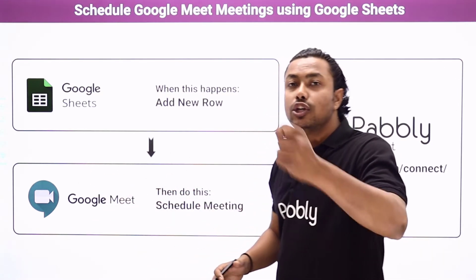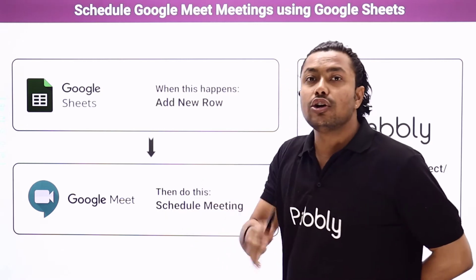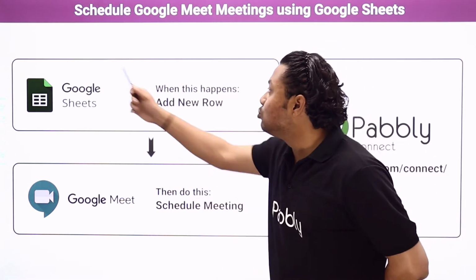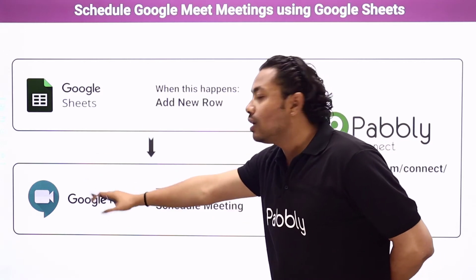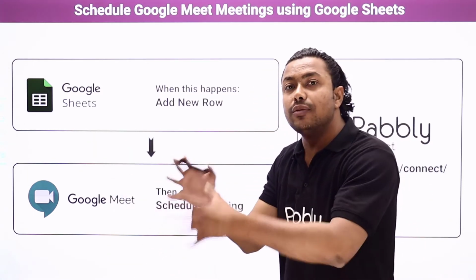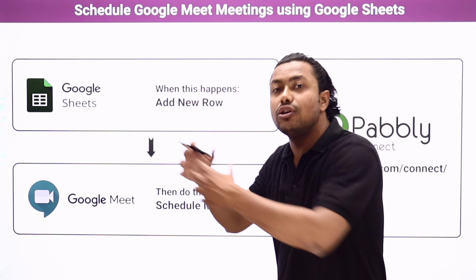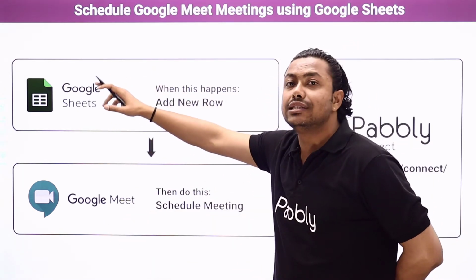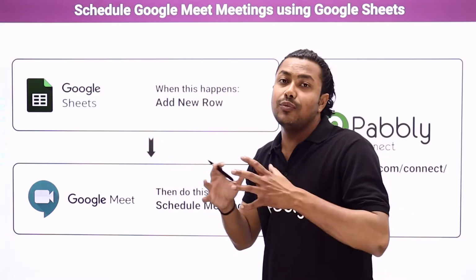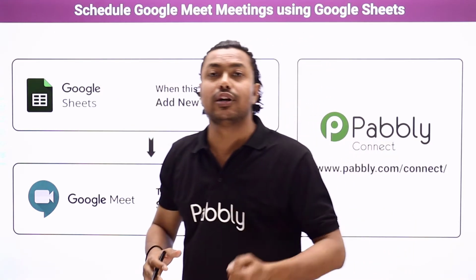So what will happen on your behalf, your assistant or your team members can schedule meetings using Google Sheets. This way you won't be sharing your Google Meet, Google Calendar or Google account password with your assistant or with your team members, and also they would be able to schedule new meetings by using Google Sheets. So this automation is also very useful and can do wonders for you.